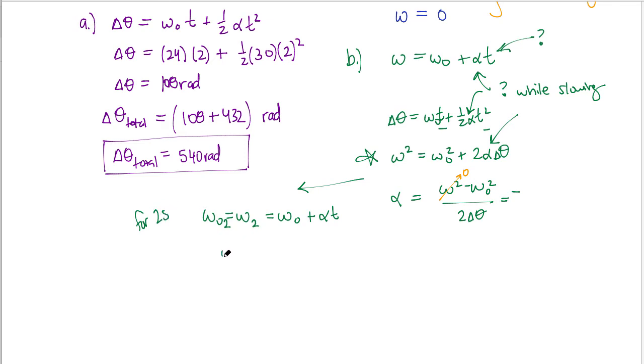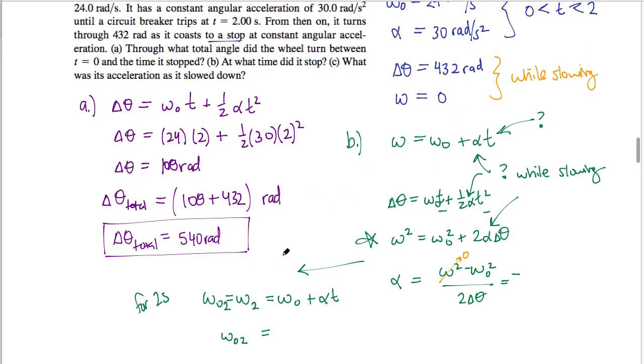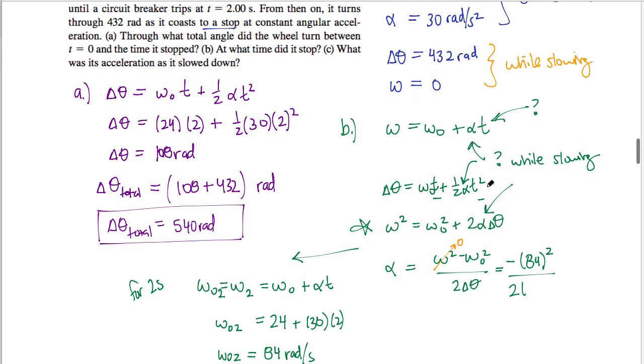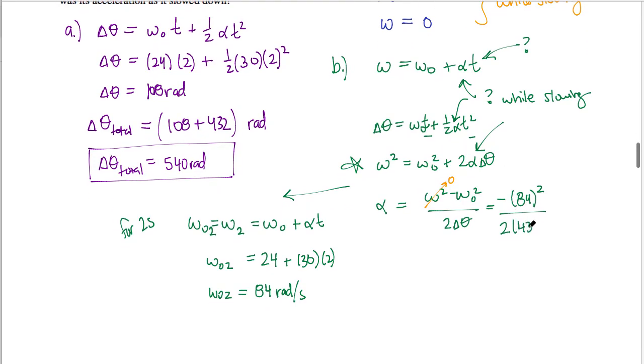So this omega naught 2 that I'm looking for is going to be equal to my 24 radians per second plus the 30 radians per second squared acceleration times 2 seconds. So my actual initial angular speed before it starts to slow down is going to be 84 radians per second. So now I can take this back in here. So I have negative 84 squared over 2 times the 432 radians that it rotates through during this time.